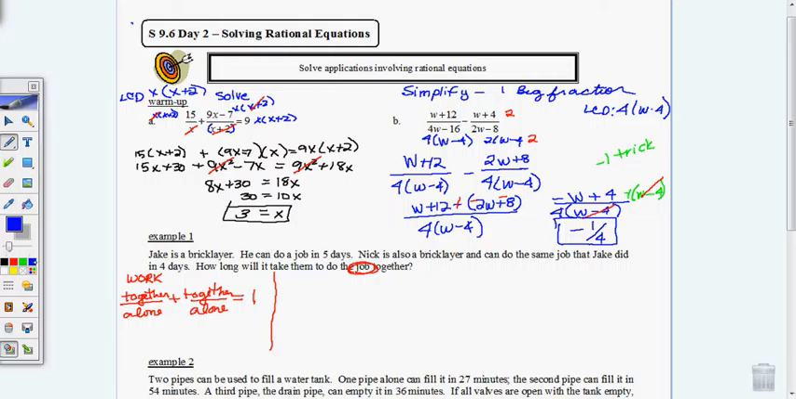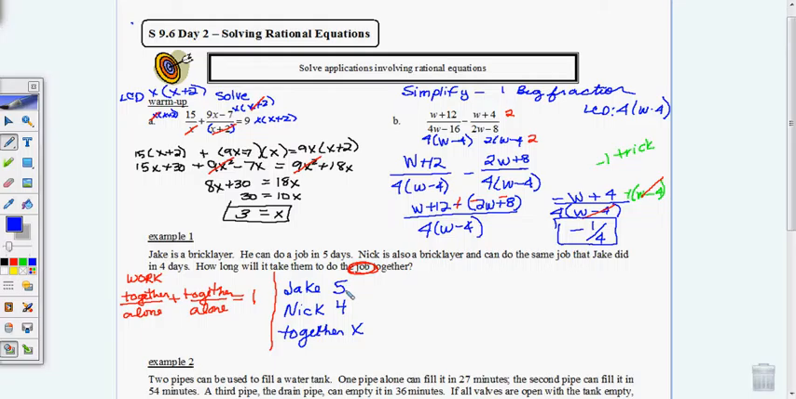Okay, so how do we start a problem like this? I look at what I know. I know Jake can do the job all by himself in 5 days. I know Nick can do the same job in 4 days. I said hours, I meant days. Together, I have no idea how long it should take them. I call it x.